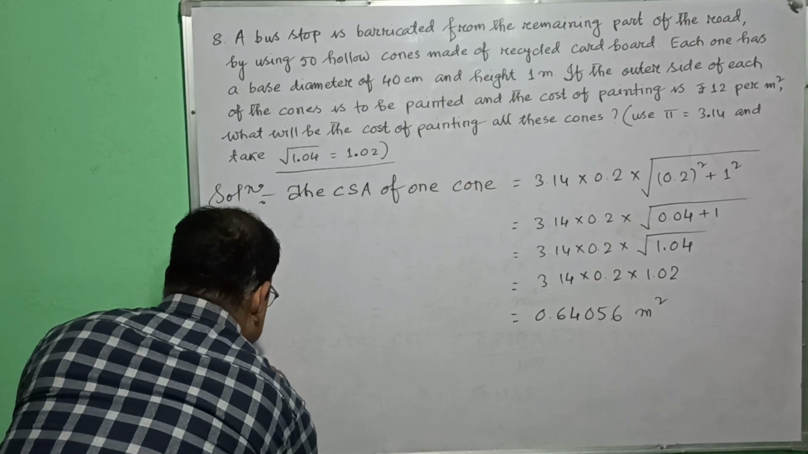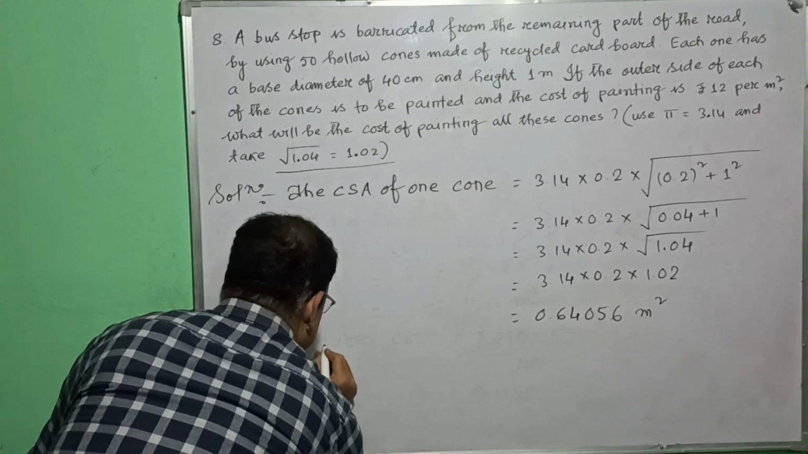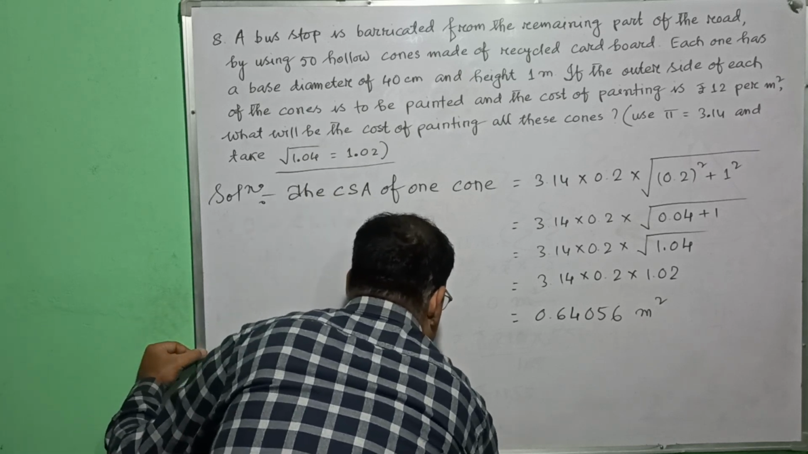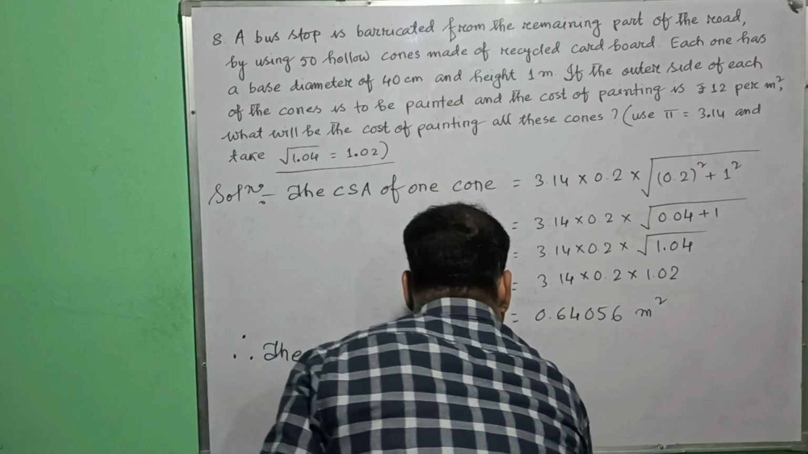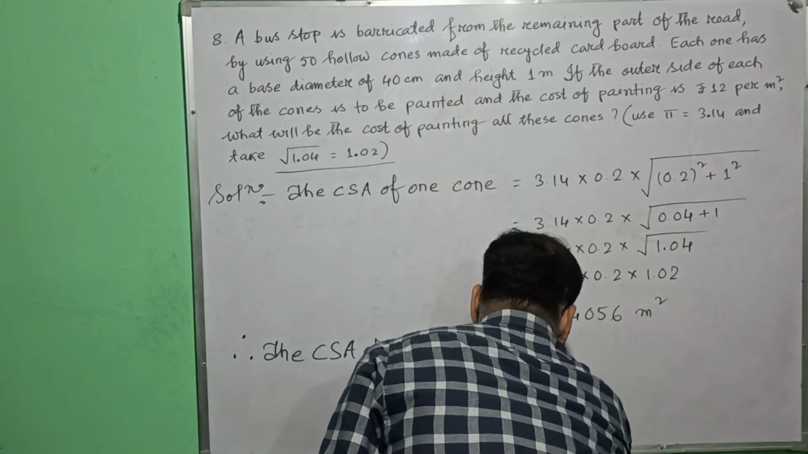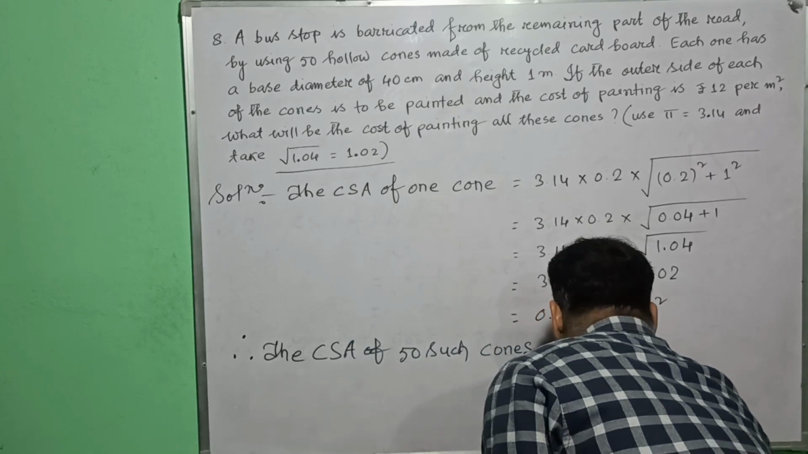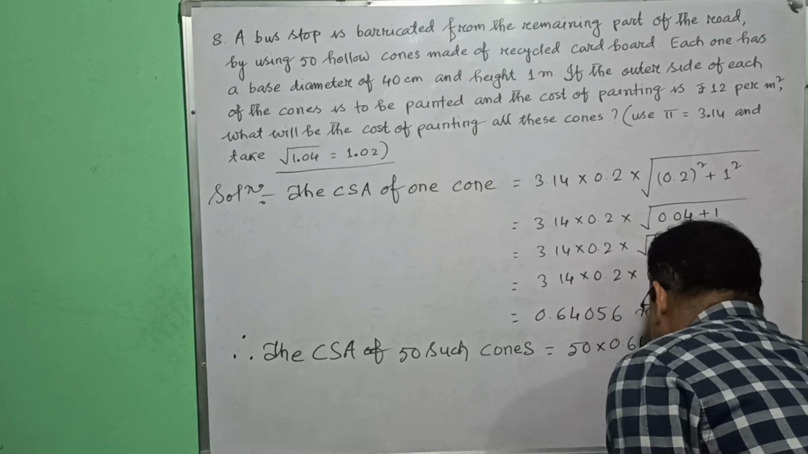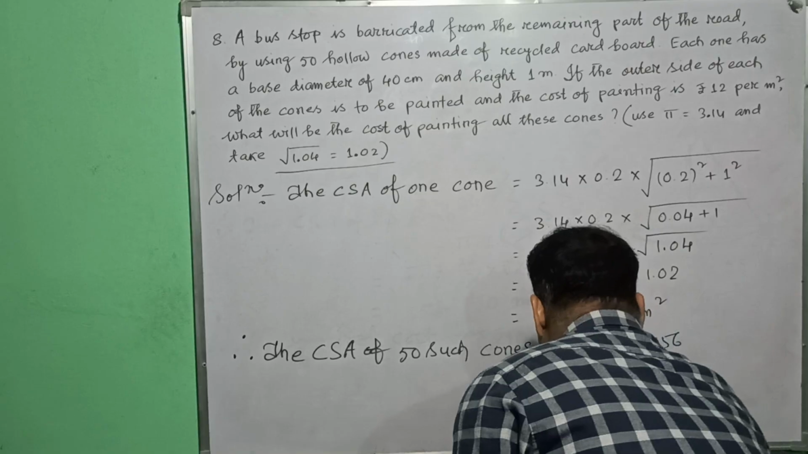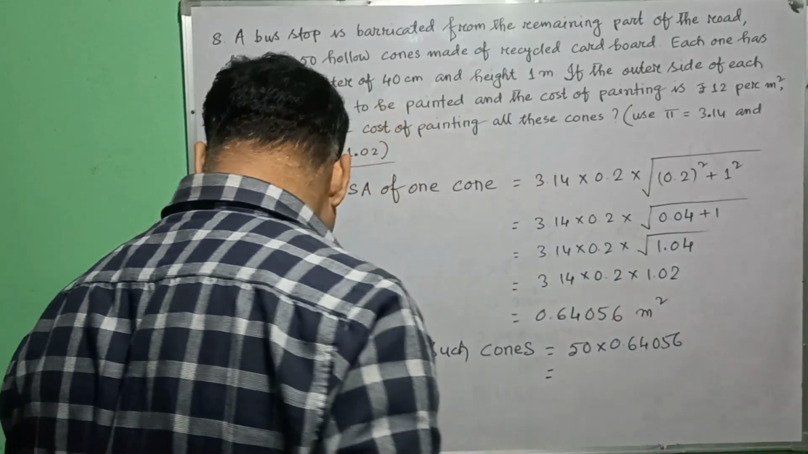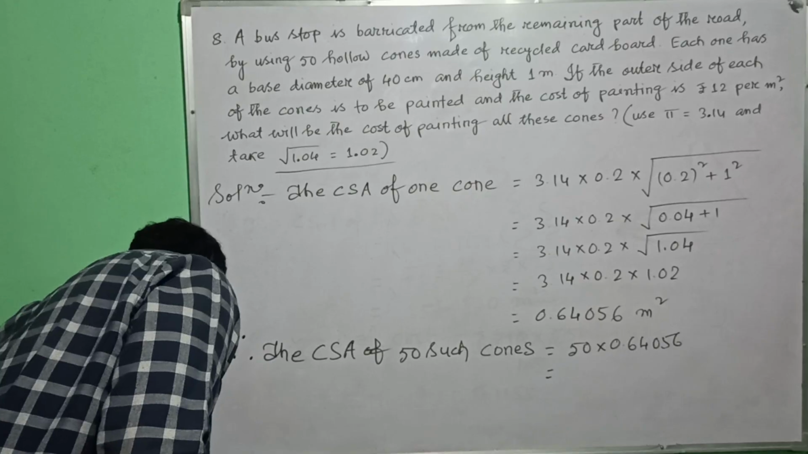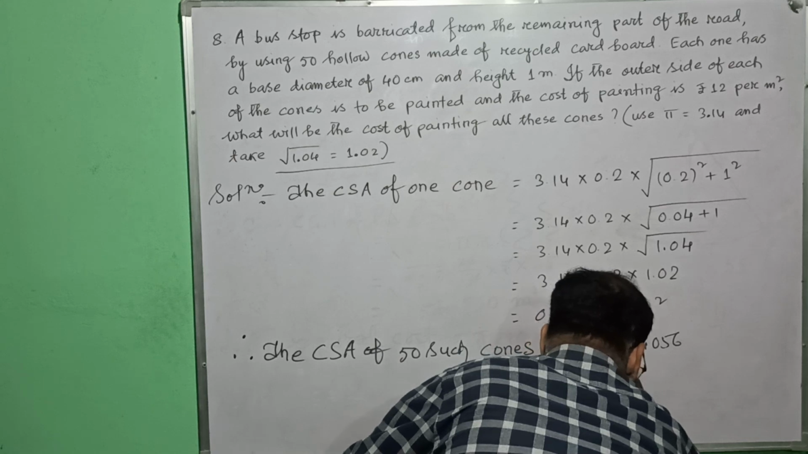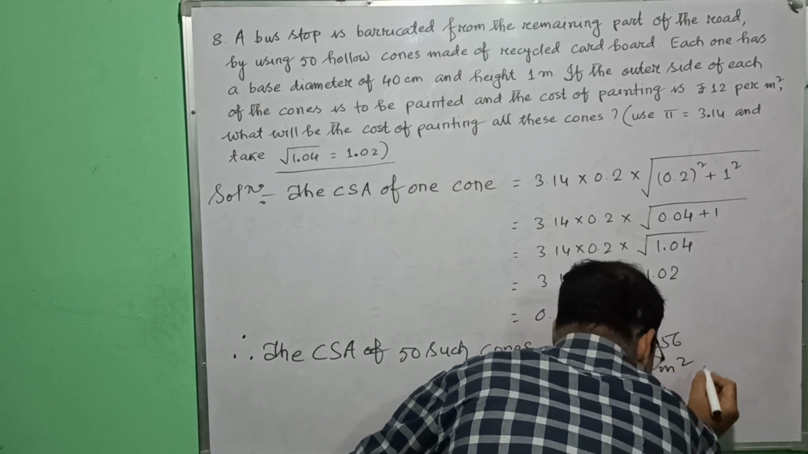So we'll write therefore the CSA of 50 such cones equal 50 into 0.64056 equal. So if we multiply by 50, it gives 32.028 meter square.